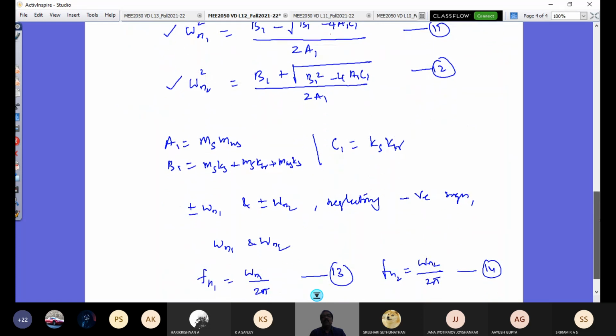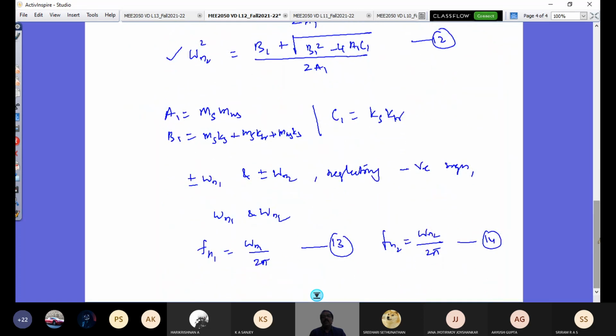So what are A1, B1, C1 that we have just written down from there. When I take this, I get two roots. There is no meaning for a negative sign, so we have neglected it, and then we got positive values of omega n1 and omega n2.